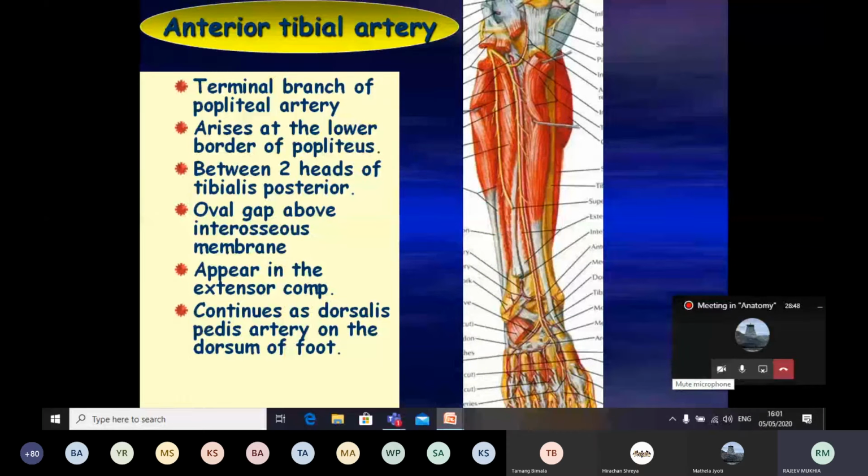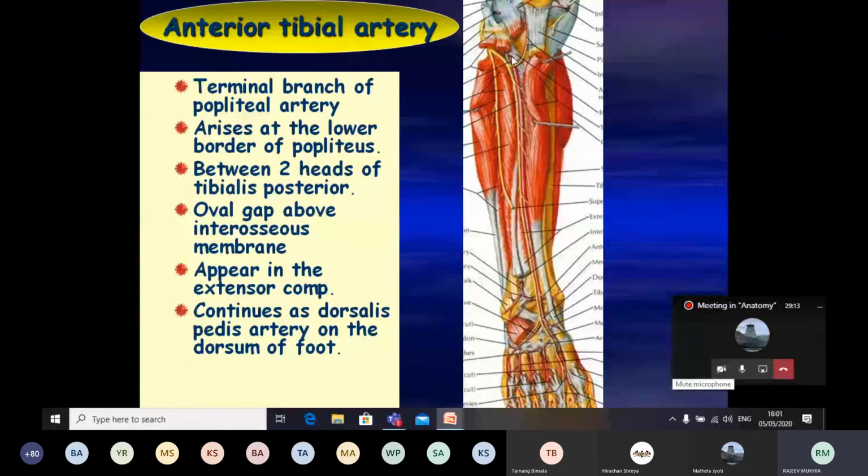muscle. Tibialis posterior is a muscle present in the posterior compartment of the leg. So between the two heads of tibialis posterior, it will pass through this oval opening present in the interosseous membrane. After passing through this oval opening, it will run inferiorly in the anterior compartment of the leg. So initially it is in the popliteal fossa, and after the termination, it passes through the two heads of the tibialis posterior.